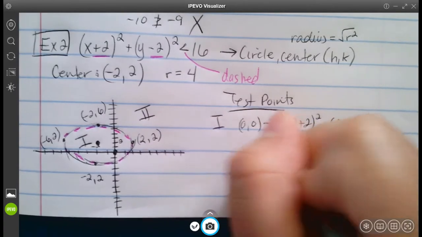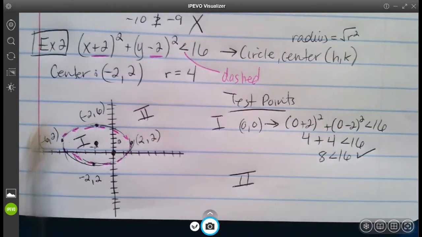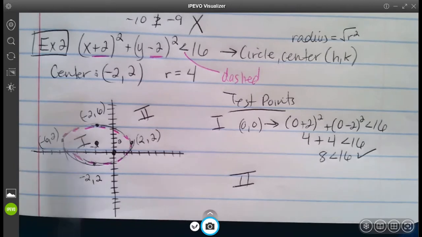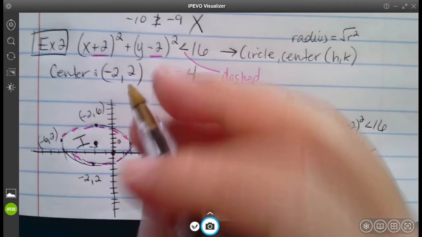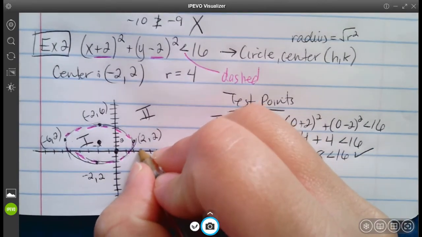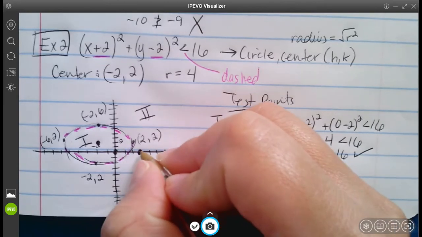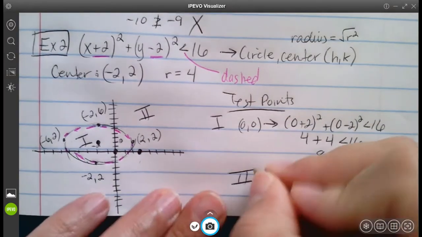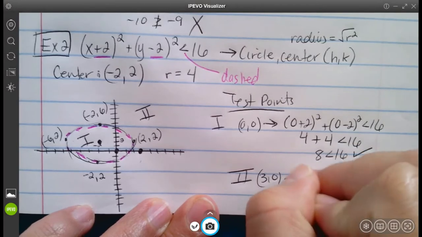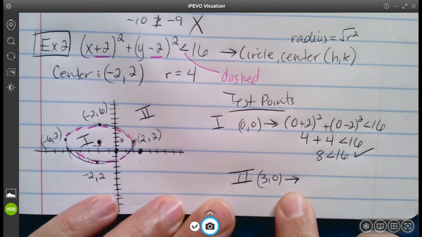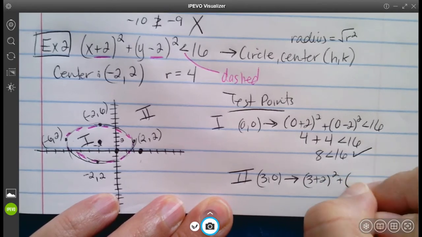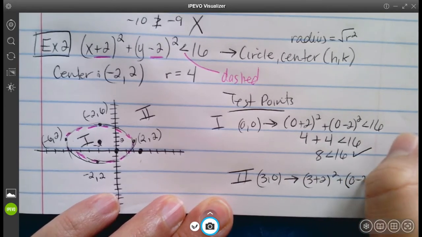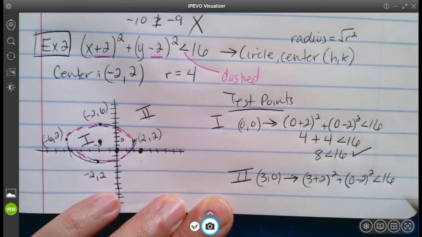But let's check region 2 anyway, just because. But for region 2, I want to use something that's somewhat kind of easy also. Let's do maybe 3. 1, 2, I'll use this point over here. 1, 2, 3, 0. I'm going to use 3, 0. So just like the one before, we're going to plug all that in. So I'm going to have 3 plus 2 squared plus 0 minus 2 squared is less than 16.